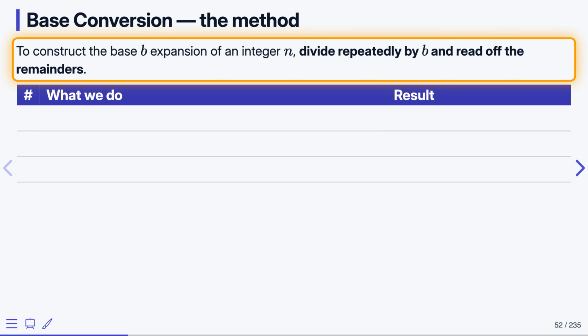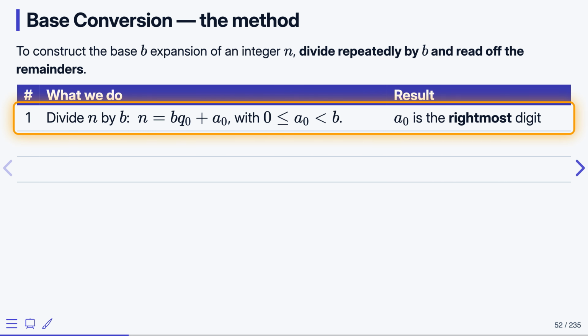Let's learn how to change a number into another base. Say we want the base b form of an integer, and the trick is simple. We divide again and again by b, and we keep the remainders. Step 1. Divide n by b. We get a quotient q0 and a remainder a0. That first remainder is the rightmost digit of the answer.